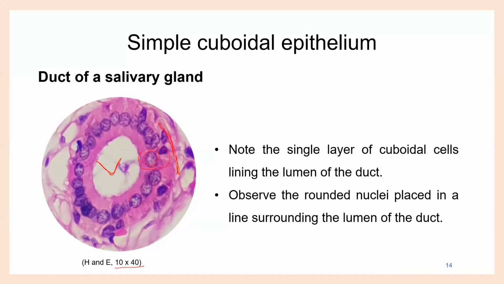You can see this very nicely, and you can see the nuclear margin. You can't see it, you can just imagine where it is, and you can see the chromatin. You can see the granular appearance of the chromatin, in a purple stained nucleus. So note the single layer of cuboidal cells lining the lumen of the duct. Observe the rounded nuclei placed in a line surrounding the lumen of the duct.